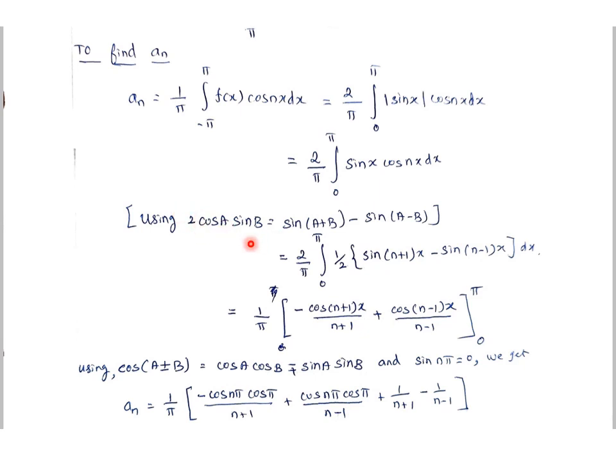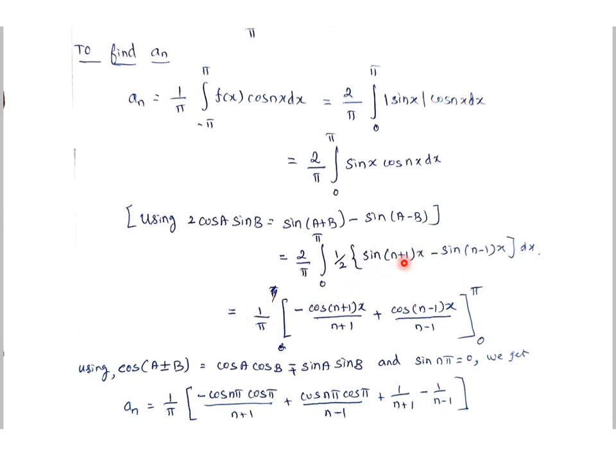By using the formula 2 cos a sin b equal to sin(a plus b) minus sin(a minus b), we can write this as 1 by 2 sin a cos b is equal to sin of (a plus b), that is sin of (n plus 1)x minus sin of (a minus b). Here our a is equal to n, therefore sin of (n minus 1)x dx. Then as usual we can integrate.